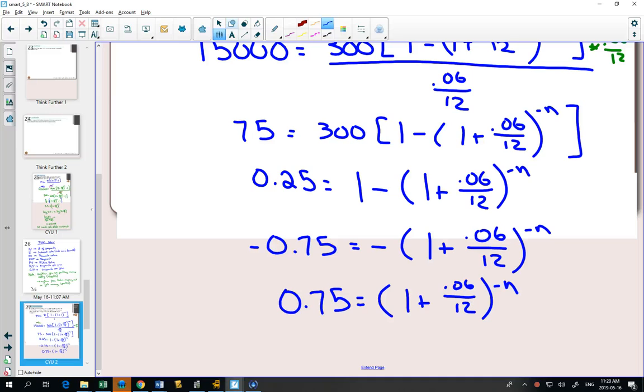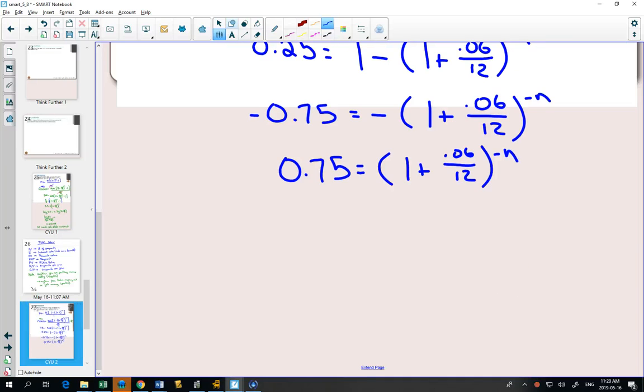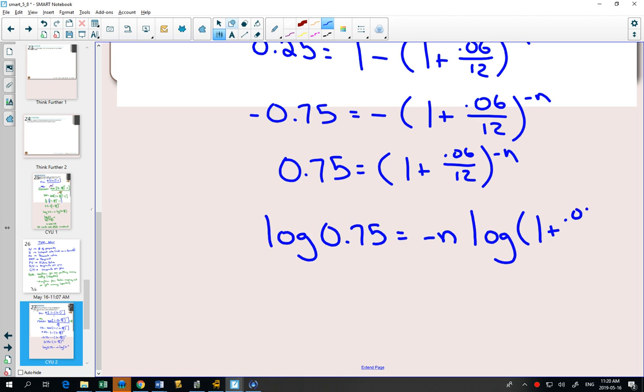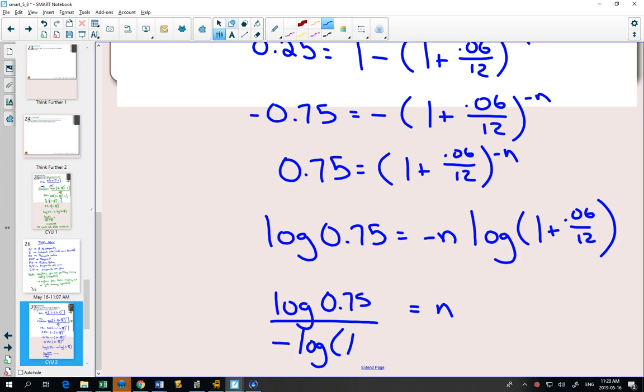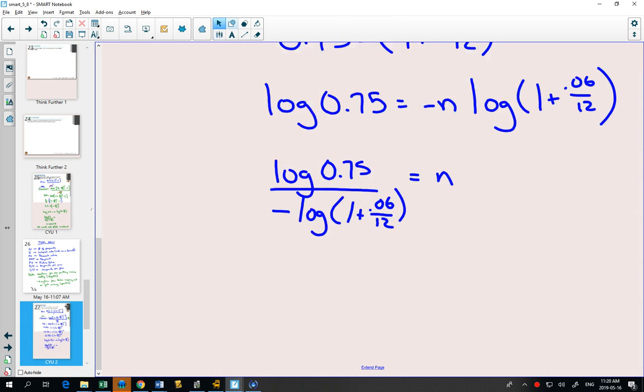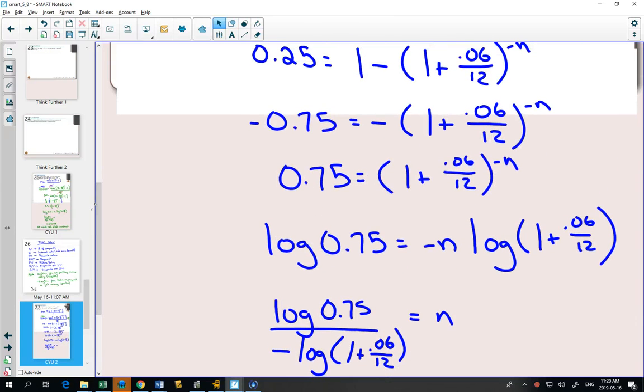Once we get that power all by itself, now we can use our logs. We can take the log of both sides. The negative n would come out in front of the exponent. And to get n by itself, we divide by negative log 1 plus 0.06 divided by 12. Type this into our calculator exactly as we see it.